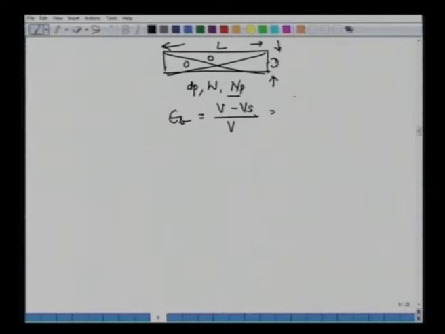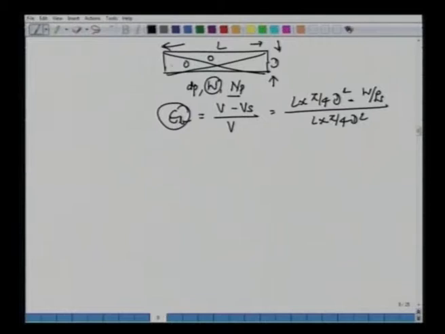V is nothing but L times pi by 4 D square. Vs, the total weight is W. Let's say the solid density is rho s. So this is the total volume of the solid, divided by the bulk density rho s of the solid, over L pi by 4 D square. We know essentially how we have packed, what the bed porosity is here: the empty spaces between the solids through which the gas flows from one direction to another.